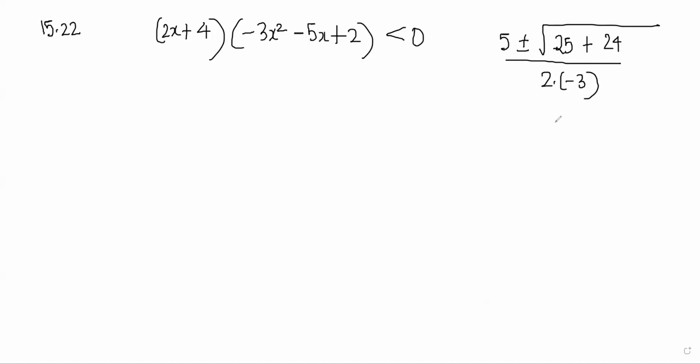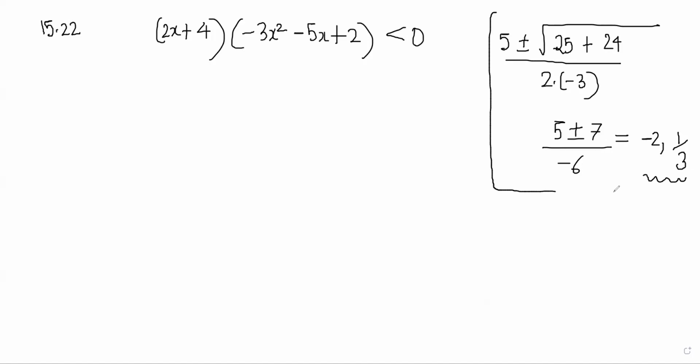Okay, so what I did is first I solved that quadratic equation in the parentheses to see what would make that factor equal to 0. And for that, I got 2/3 or -1. How? You should get -2 and 1/3. Oh, I accidentally subtracted instead of added.